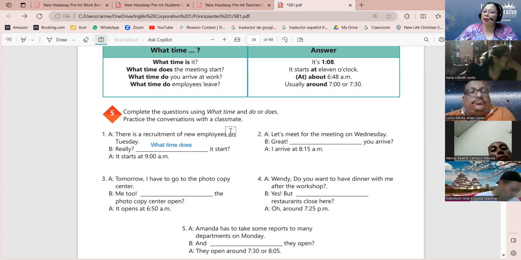There is a recruitment of new employees on Tuesday. Really? What time does it start? It starts at 9 o'clock a.m. Right? It starts at 9 o'clock a.m. All right, let's see.